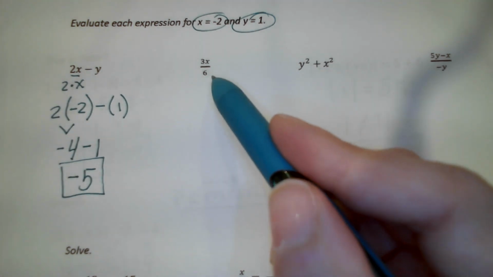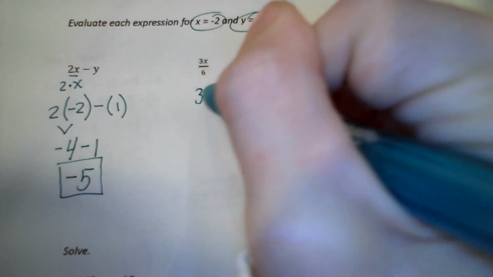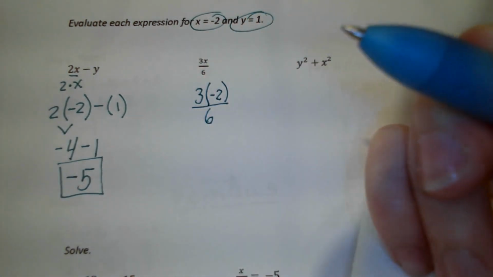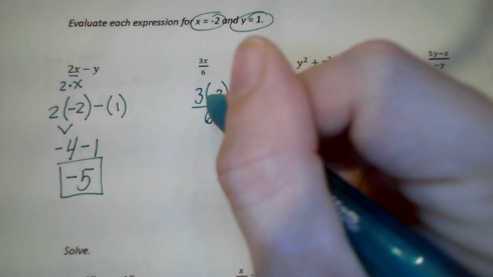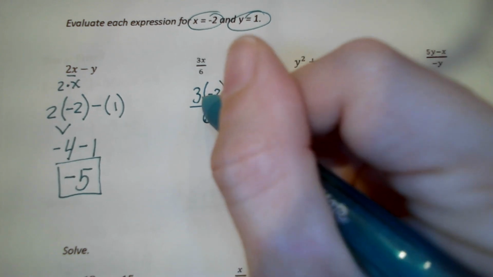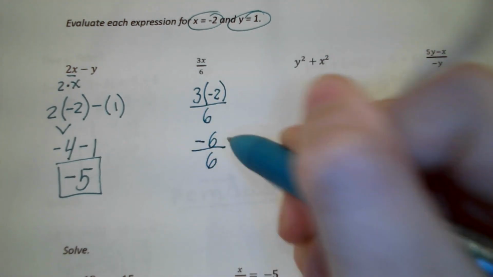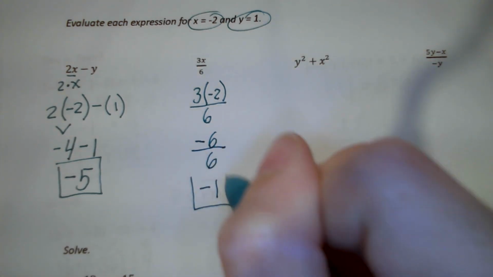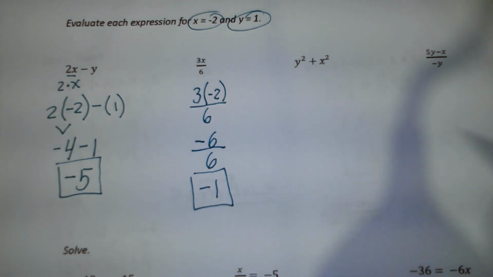The next one is 3x divided by 6. So I'm going to replace the x with the negative 2. And then I'm going to simplify by evaluating the top of our expression. So 3 times negative 2 is negative 6 over 6. That's negative 6 divided by 6, which is negative 1. Negative divided by positive is negative.